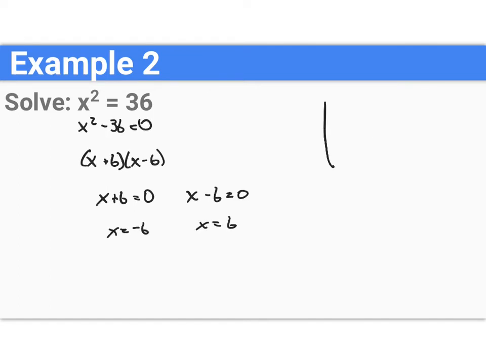So what does that mean? For our graph, it's going to go through at plus 6 and through at negative 6. And so our parabola is going to look like that if this equation was y equals x squared minus 36. That's what the graph of it would look like.